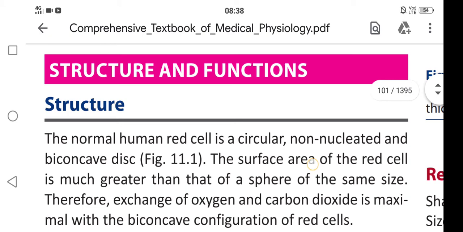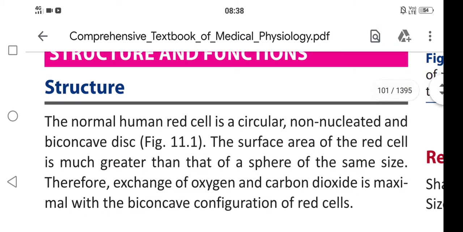In this video we are going to learn about the structure of red blood cells. The normal human red cell is a circular, non-nucleated, biconcave disc. Know this point, guys: the normal human red cell is a circular, non-nucleated, biconcave disc.